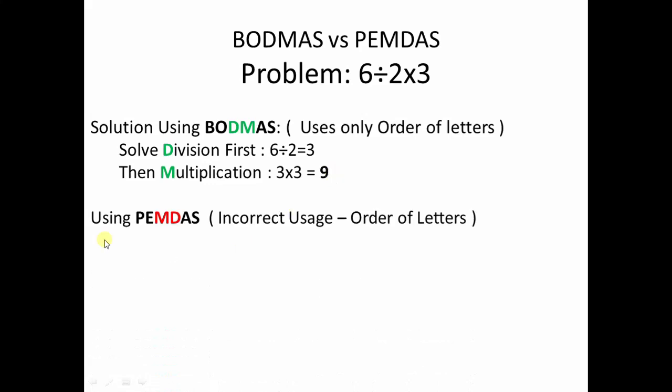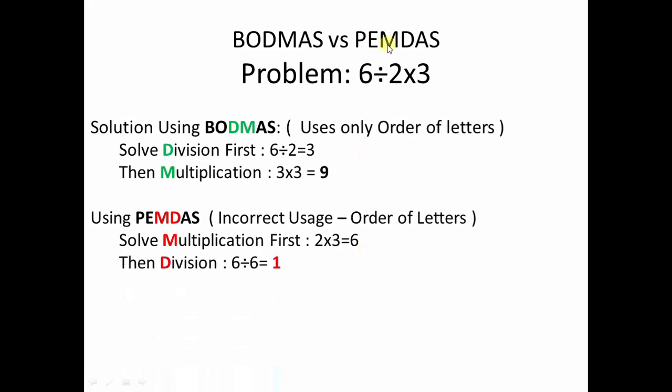Now let's use PEMDAS. So this is an incorrect usage, if you follow the order of letters and not the sequence of operations, which is one of the mandatory requirements, that you need to move from left to right. What this means, I'll explain. So if you're using PEMDAS going by the letters first, you're going to solve the multiplication first. So what is the multiplication over here? 2 multiplied by 3, 6, and then the division, because D is later. So 6 divided by 6 is going to be 1, which is a wrong answer.